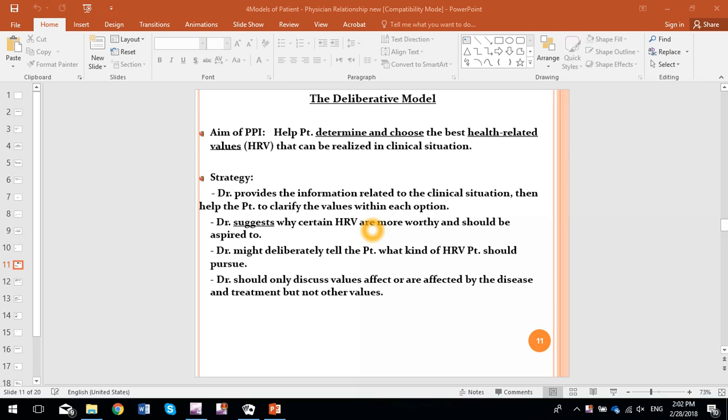The strategy here, again, is that the doctor provides the patient with all information related to the clinical situation, then helps the patient clarify the values within each option. Provide information and try to collect all the values that help in the clinical situation. Again, it means what habits or values the patient should value in order to help in the clinical situation. Then clarify the values within each option, which means the options of lines of treatment or diagnosis, and which values help in the success of that intervention line.